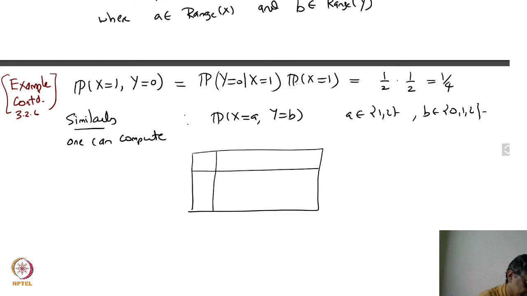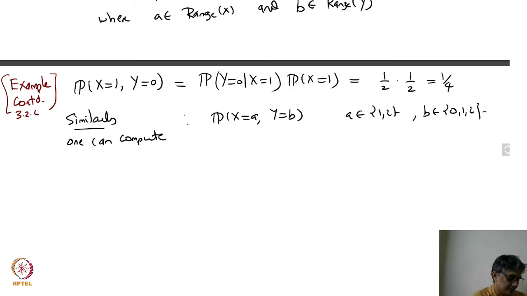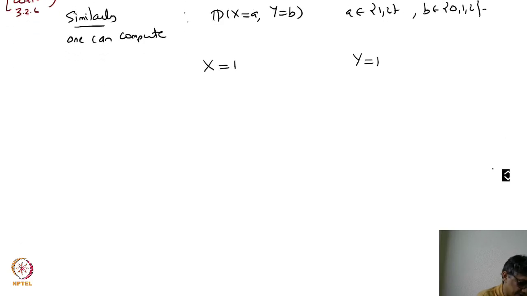Maybe I'll not write the table first. So you have x equal to 1 and x equal to 2, two values, and y can take the values 0, 1 and 2. Sorry, I'm making a little mess of it. Let's say we put the probability of x equal to 1 and y equal to 0.